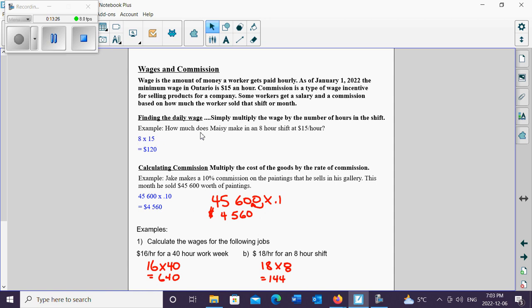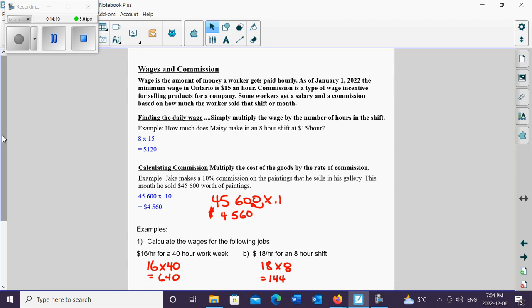So for this case, if she does an 8-hour shift at $15 an hour, it's 8 times 15, it's 120 bucks. Pretty simple. Commission, however, is an addition to your salary, and they give you a percentage of the stuff that you sell. So in this case, it's 10% commission on $45,600 worth of paintings. Must be an art studio. So 10% is decimal 0.1. You don't need that 0. And it's $4,560. This shows you here that you're really just taking that decimal place and moving it over. So when you do that, that's your commission right there.